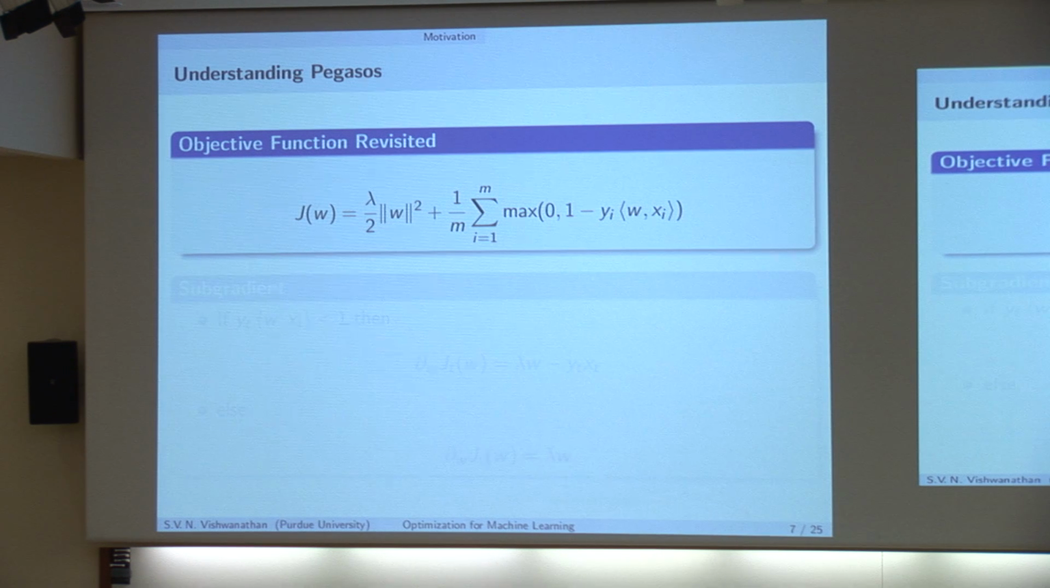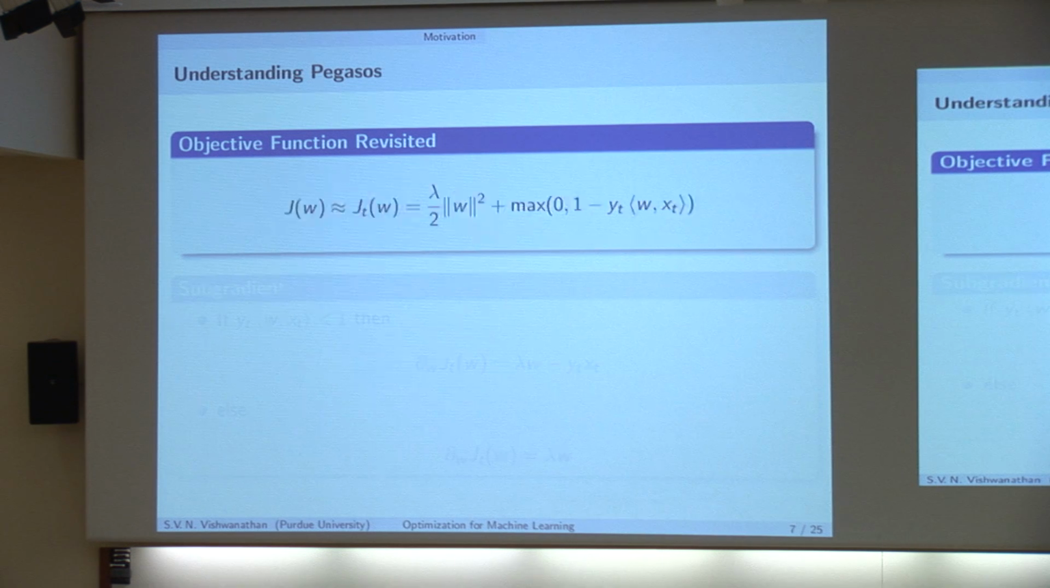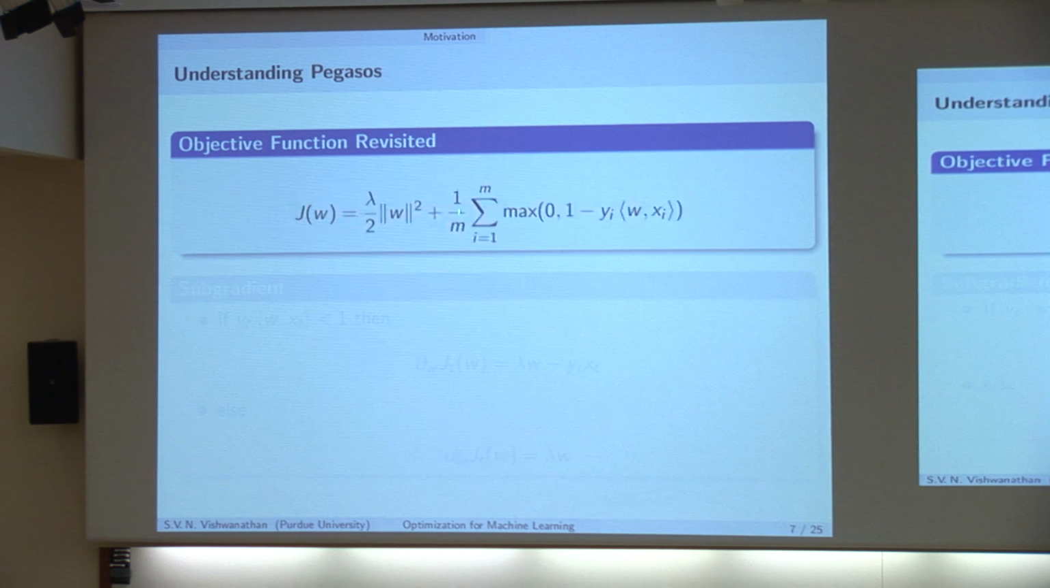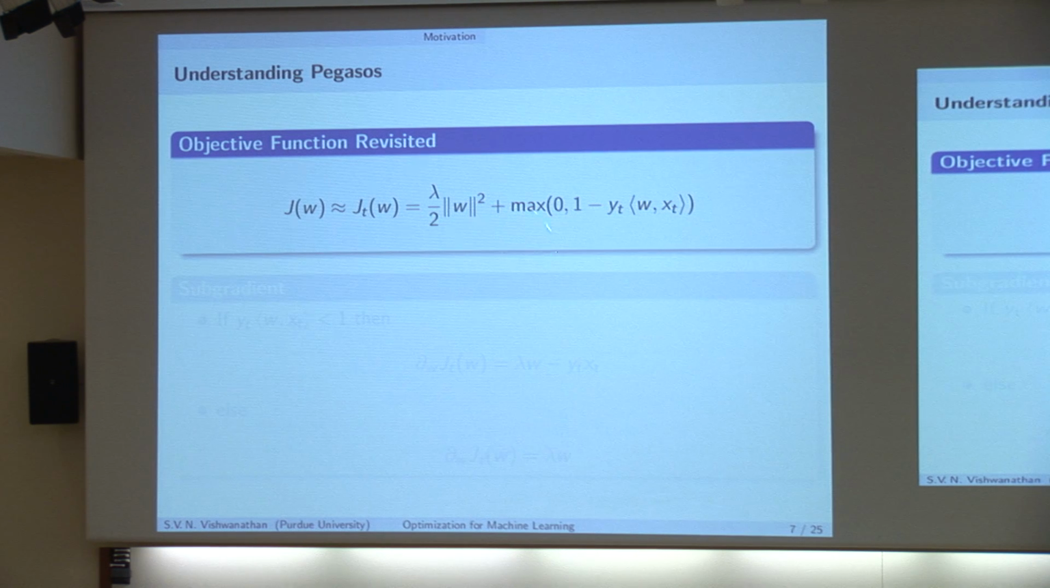So here, let's look at what are we trying to do. You have this objective function, and you're trying to minimize this objective function. At the heart of this algorithm is the following approximation. At a time t, I'm going to take my objective function and approximate it by the following objective function, which I call the instantaneous objective function. You can see there is an average here, there is no average here. So this is just saying instantaneously, this is what this objective function looks like.